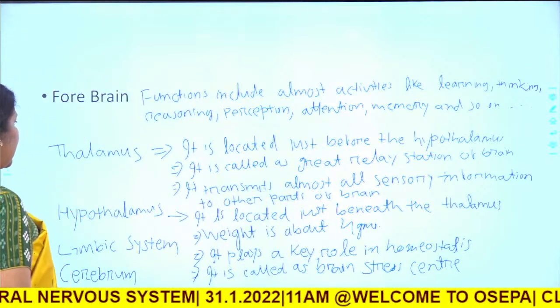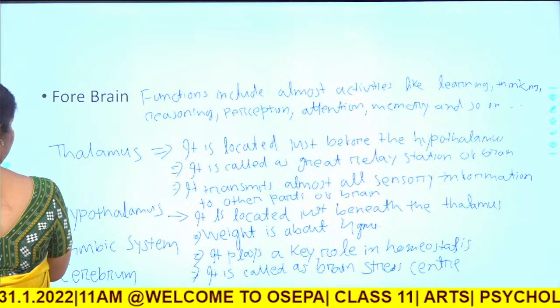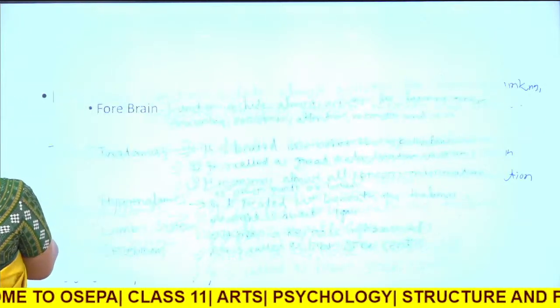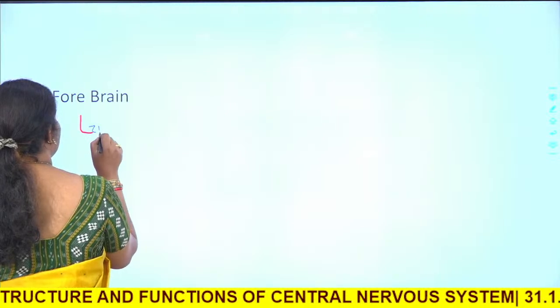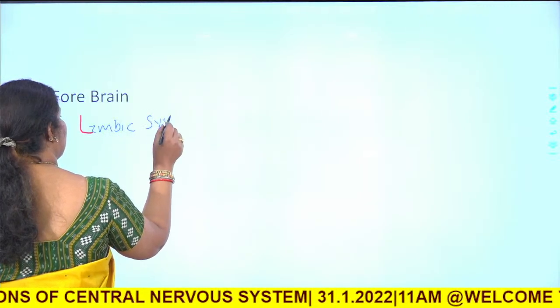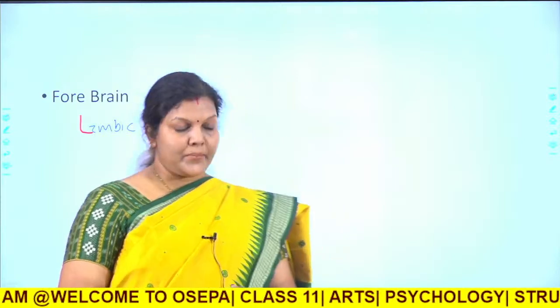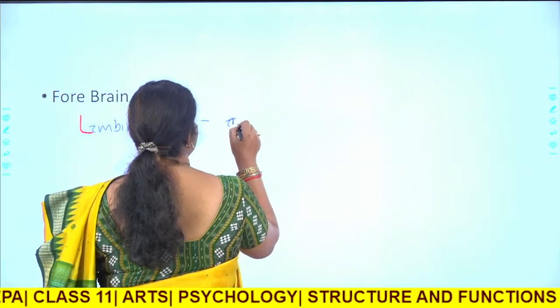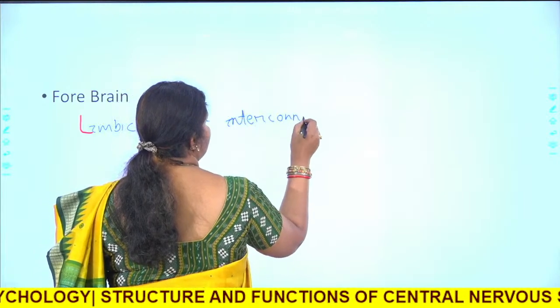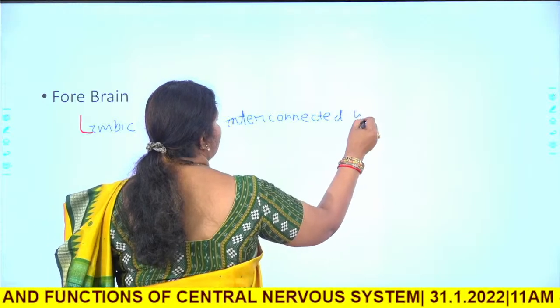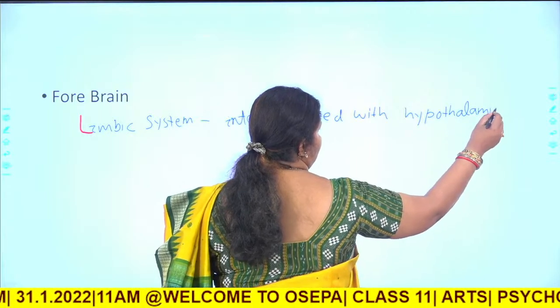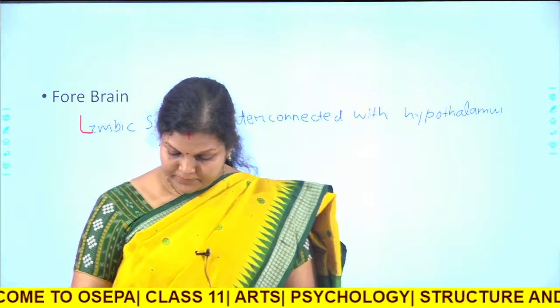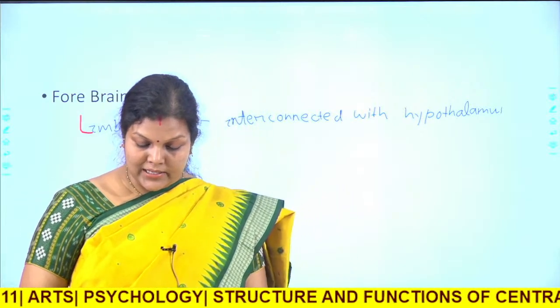Next subdivision, that is the limbic system, we will discuss. It is structurally interconnected with the hypothalamus. It involves activities like hunger, sex, aggression.